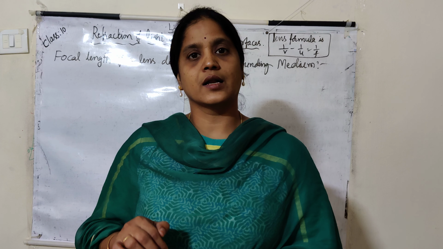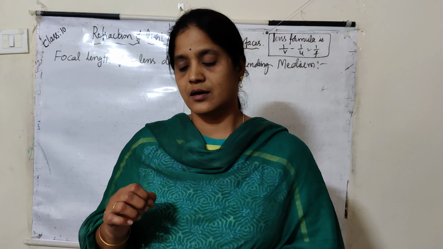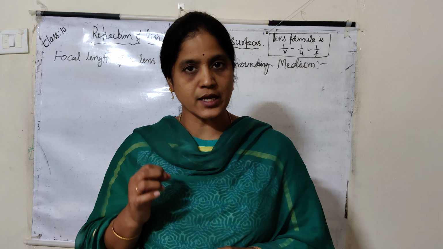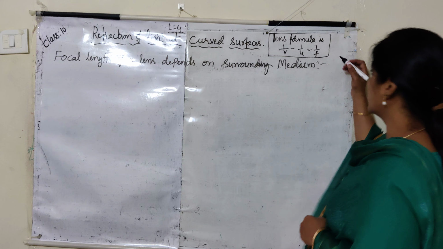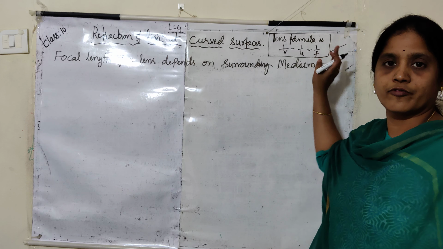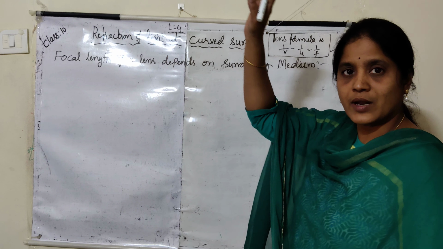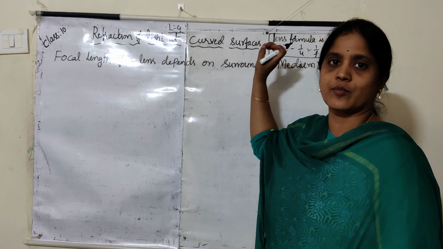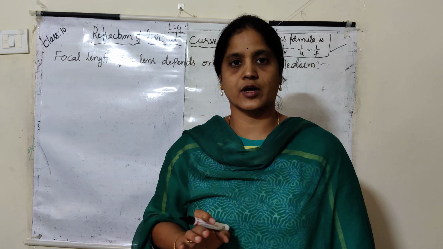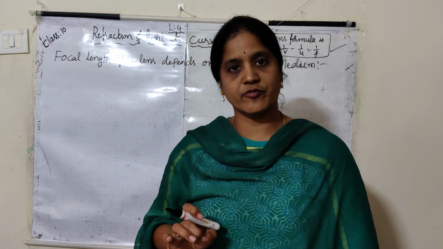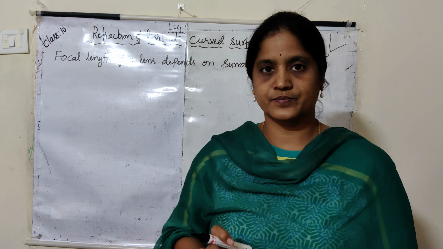What is the mirror formula? 1 by f is equal to 1 by v plus 1 by u. Here in lesson 4, what is the lens formula? 1 by f is equal to 1 by v minus 1 by u. So don't get confused. That is the mirror formula and this is the lens formula. It is very important in exams. What is the lens formula? 1 by f is equal to 1 by v minus 1 by u.